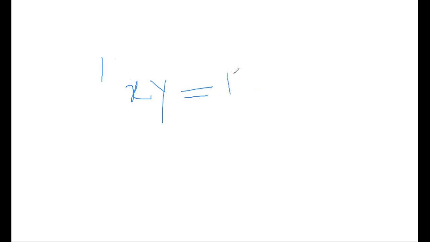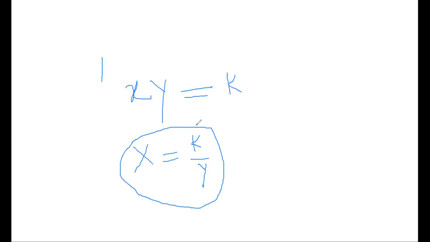Their product is constant K. So from here, if you want to find the value of X, you can write it as X is equal to K over Y. How did you get this? From XY is equal to K, I changed this equation into X is equal to K over Y. I divided both sides by Y. This Y will be cancelled, and here you have X is equal to K over Y.